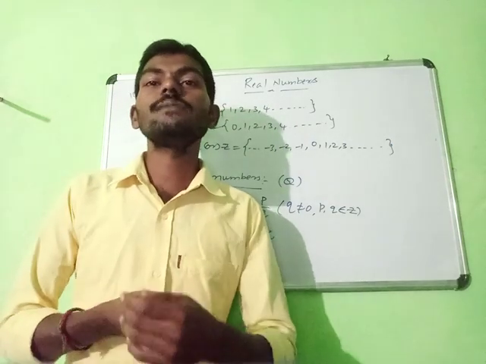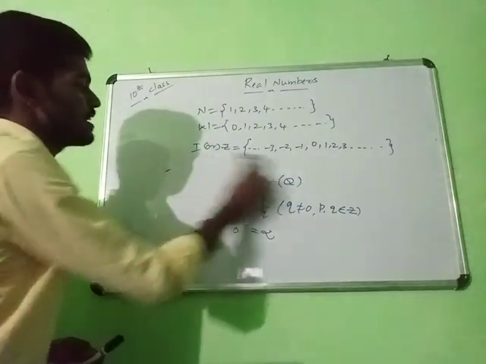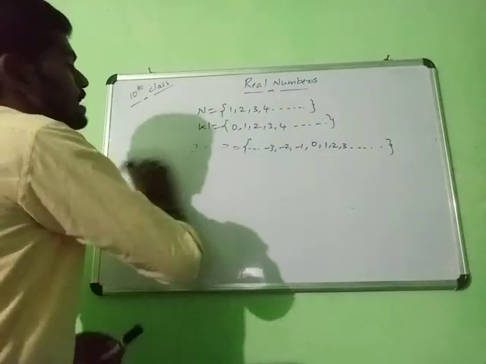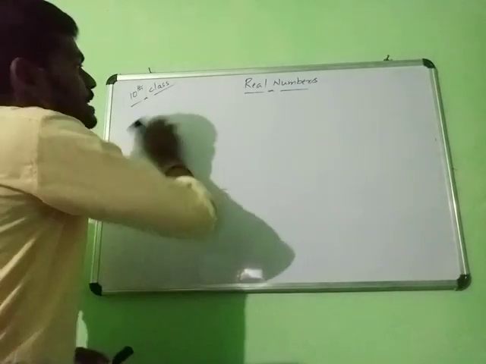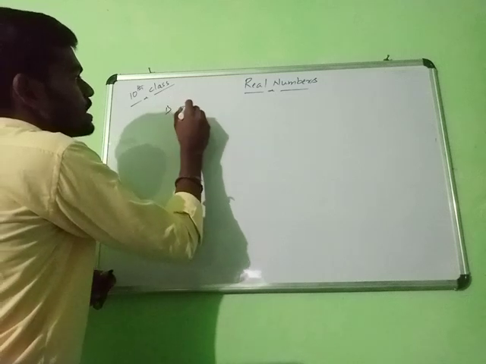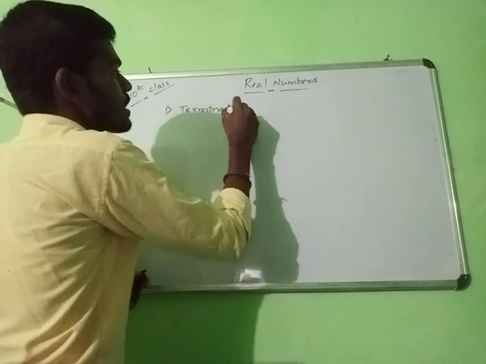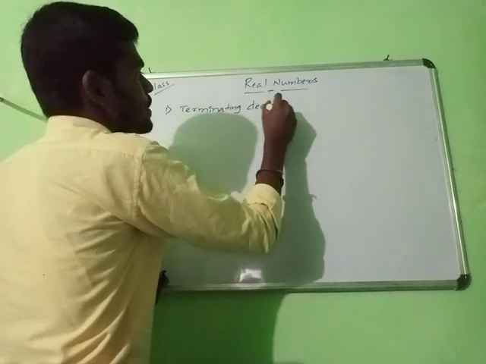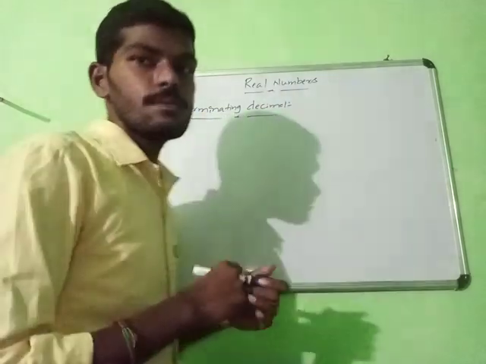The first one is terminating decimal numbers. The second one is non-terminating repeating decimal numbers. Terminating decimal numbers and non-terminating repeating decimal numbers. First one is terminating decimal.